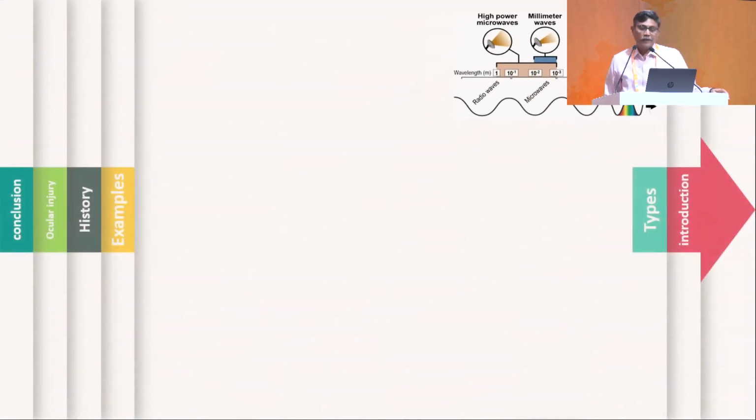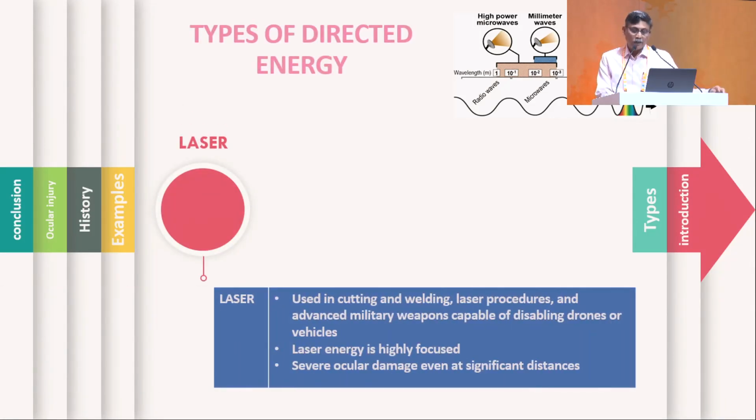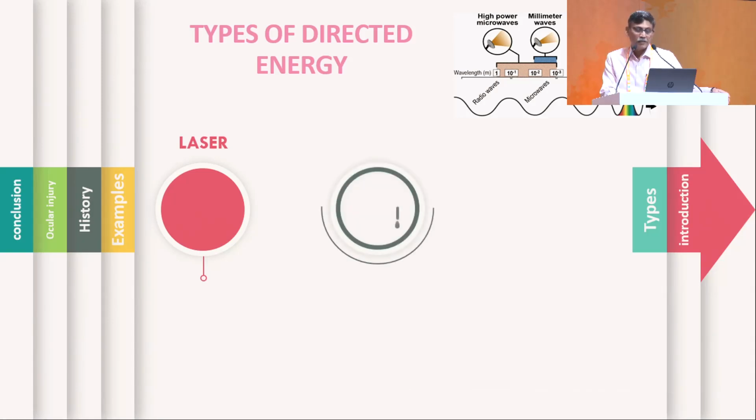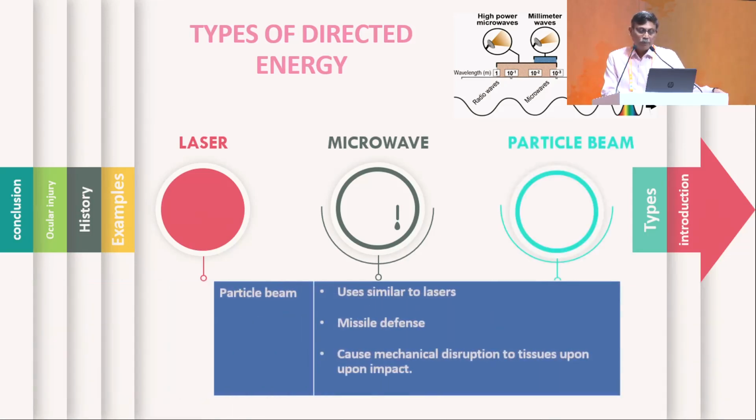If you go by the waves, right from the high power microwaves to millimeter waves and high energy lasers, the laser ones are used in a wide variety of uses, are highly focused, and can cause ocular damage at significant distances, while microwaves are used for radar technology and even for active denial systems, where you want to control crowds by using a heat source which makes the crowd uncomfortable and move away from this place. Particle beams can cause mechanical disruption to tissues upon impact.